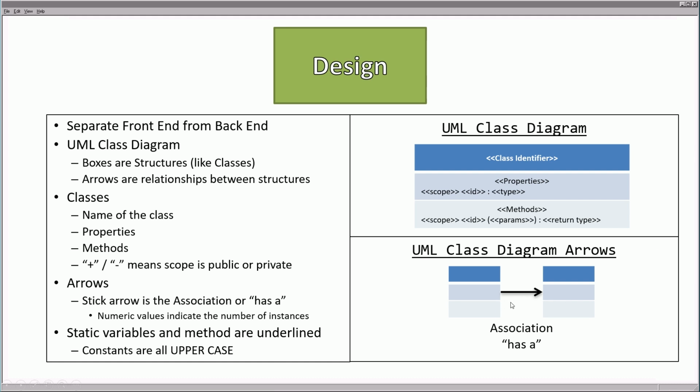Whenever you have an arrow like this, and we're going to refer to this as the stick arrow, this is called an association, or the has a relationship. Whenever you see this, you usually have some sort of numeric value that indicates the number of instances of that class. So the way to think about this is this class has instances of that class. Now, in addition to all of that, static variables and methods are underlined, and you can always tell a constant because the identifier is uppercased.